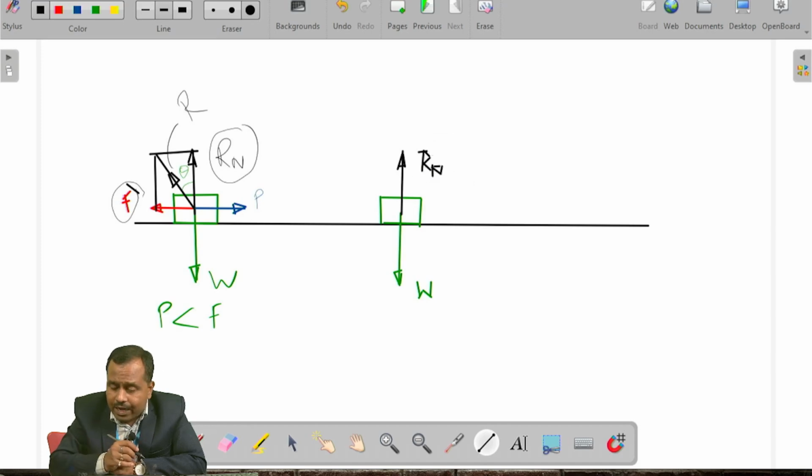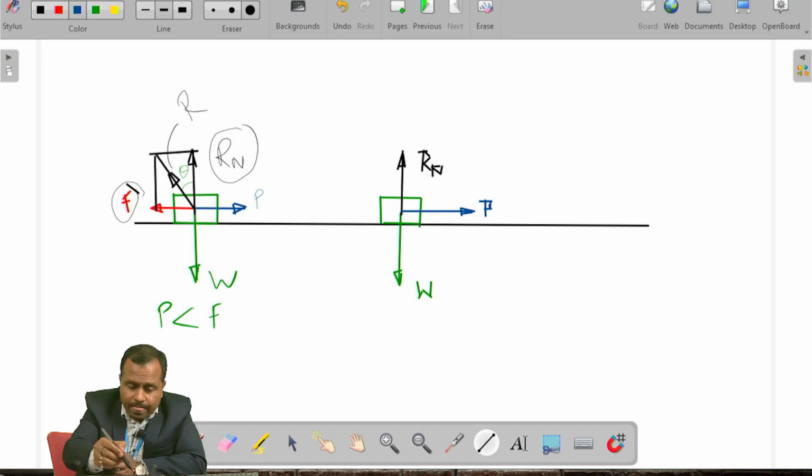Rn, which will act towards the upward side. Now what I will do, I will increase the applied force P. Here you can see that I have increased the magnitude of the applied force P. Okay. Now what will happen? Once again, as we know that as per Newton's law, the friction is going to increase.